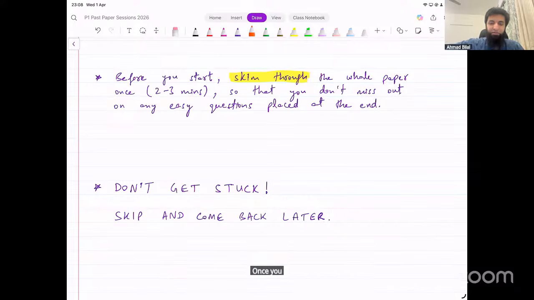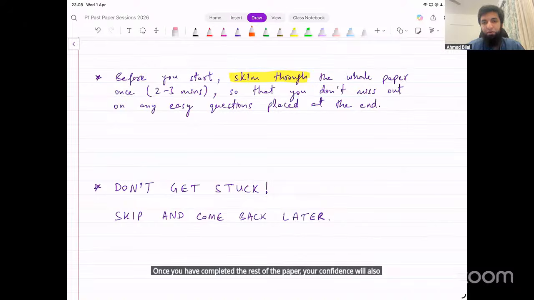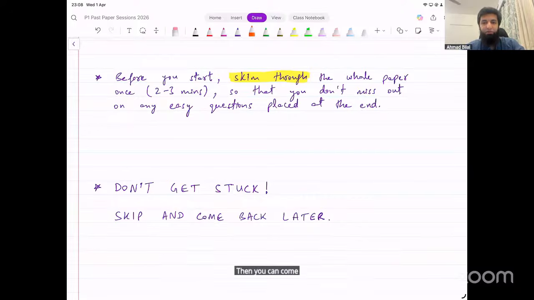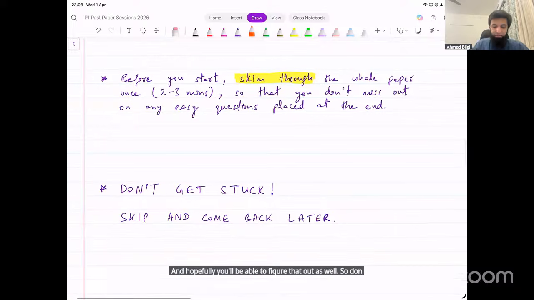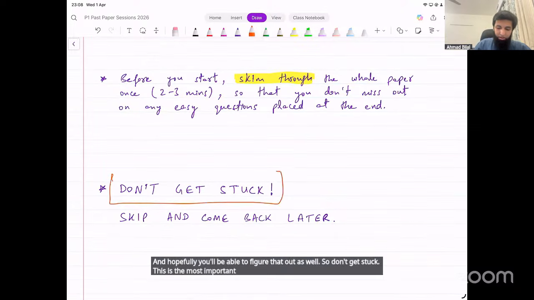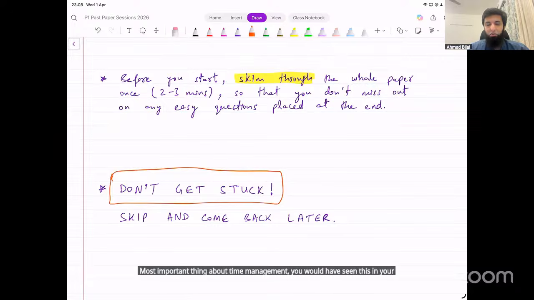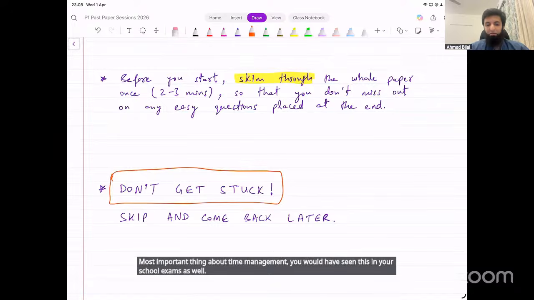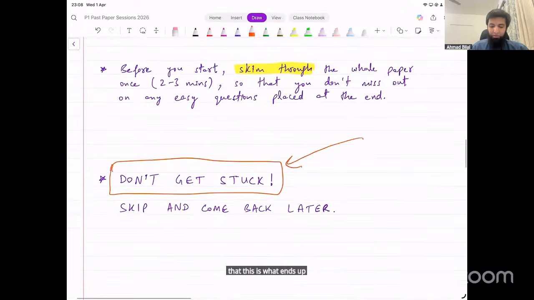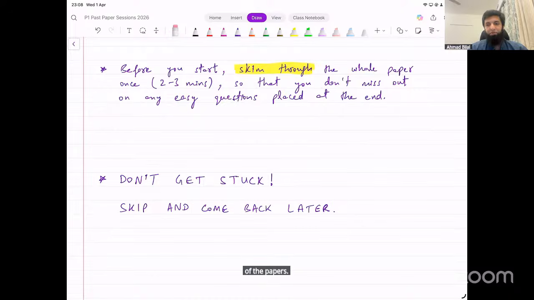Once you have completed the rest of the paper, your confidence will also have improved by that time. Hopefully, inshallah, if you are able to figure out most of the rest of the questions, then you can come back to that previous question and hopefully you'll be able to figure that out as well. So don't get stuck. This is the most important thing for time management. You would have seen this in your school exams as well, that this is what ends up messing up most of the papers. So please don't do this.